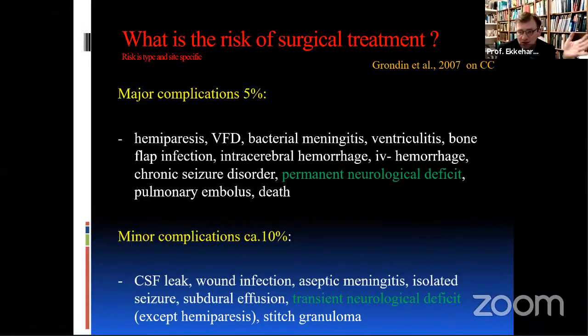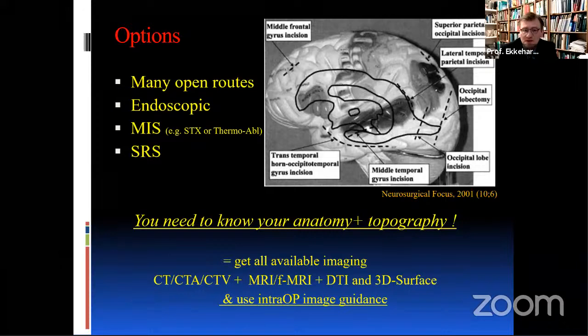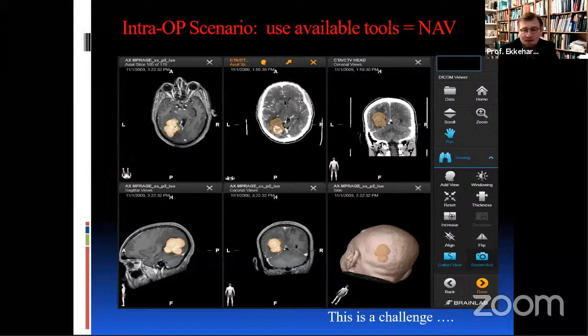The major complications in intraventricular tumors are not different from others. I usually divide them into major complications, about 5%, neurological deficit that could stay, not likely, but you need to tell them. Minor complications, maybe 10%, which is a guesstimate. We have many open routes to get in. So you need to know your anatomy and topography, and I use all imaging modalities on this tumor. I do not save any costs. It starts with, as much as we know where the ventricle is, use navigation as well, because it helps you with positioning and access planning.